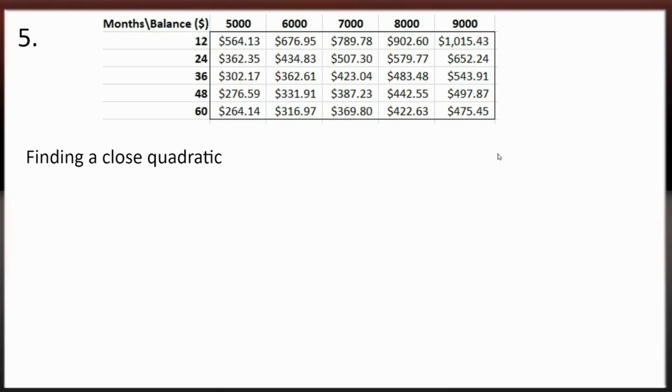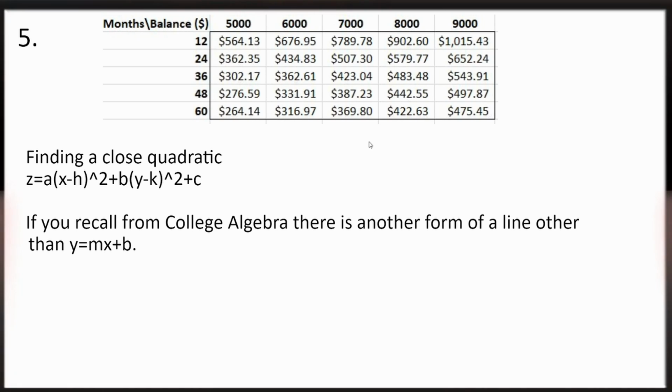All right, guys. So moving into number 5, we want to find a close quadratic equation. Pretty much, we want to take this new equation that we were given in the discussion board, and we want to get it as close as possible to this table's values. And to do that, we got to do a little backtracking. We got to go back to college algebra.